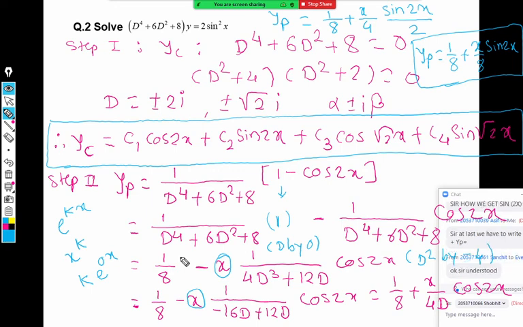Yes, correct. At last you have to write out as if yc plus yp. Don't forget to write yc plus yp in each and every numerical there. Number of solved examples I gave in the PPT, and that time I wrote how to write the complete solution. So the next questions are the solved examples only that I will show you quickly, and then we'll stop. Okay. So can I move to the next question here?